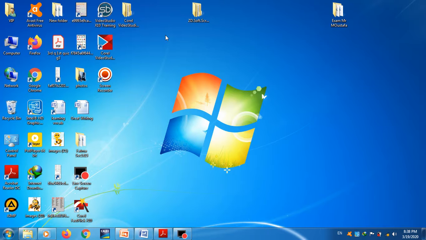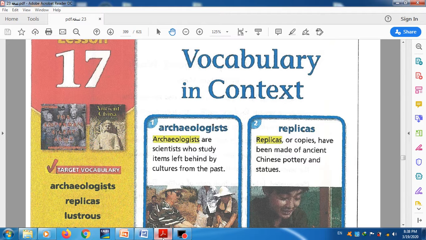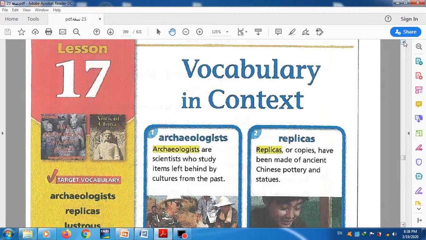Let's start as usual. I'd like you to open your textbook on page 399. We're gonna find this lesson 17, and we have the vocabulary in context as usual. We're gonna look at the vocabulary in the textbook, then discuss, and I'm gonna check your memory of remembering the meanings. You can write down the meanings which we're gonna try to understand from the context of the sentences and the pictures we have here.